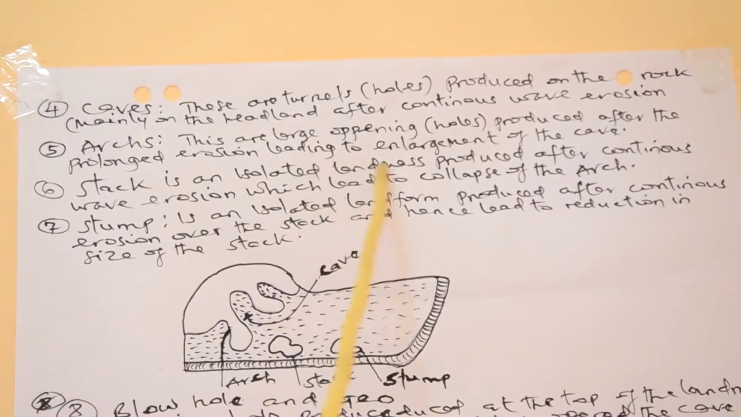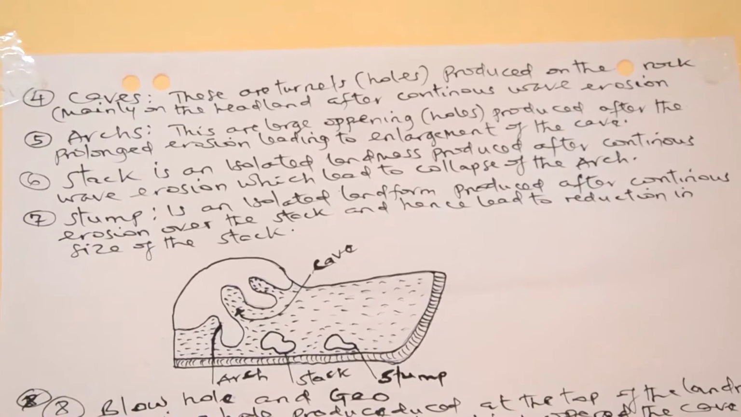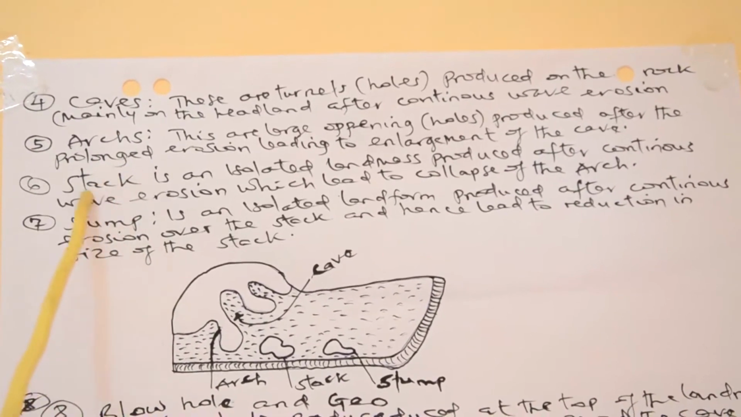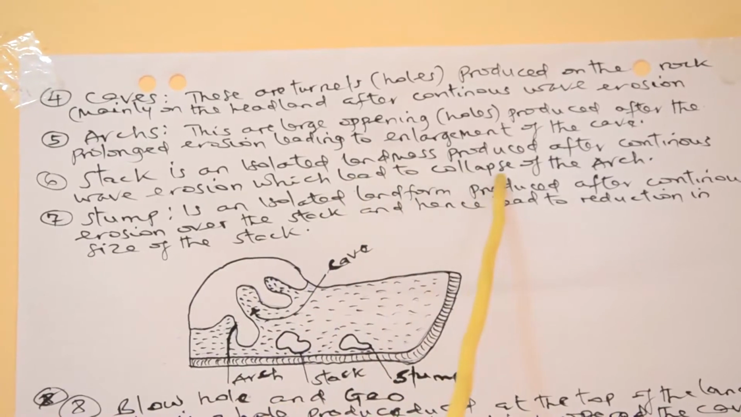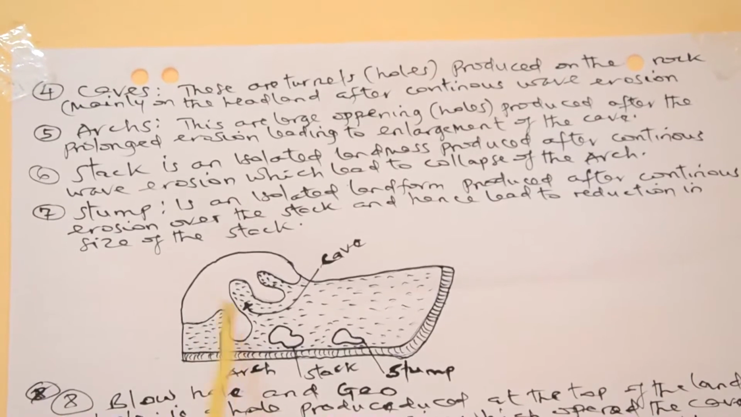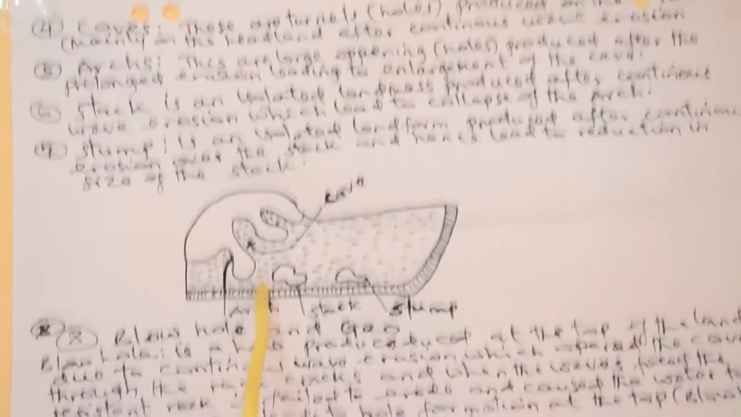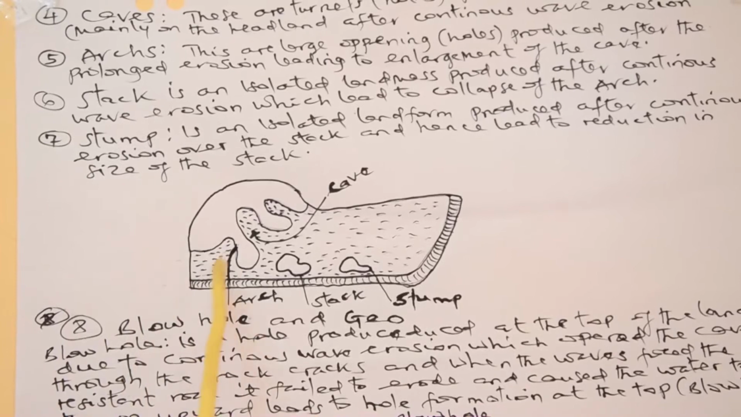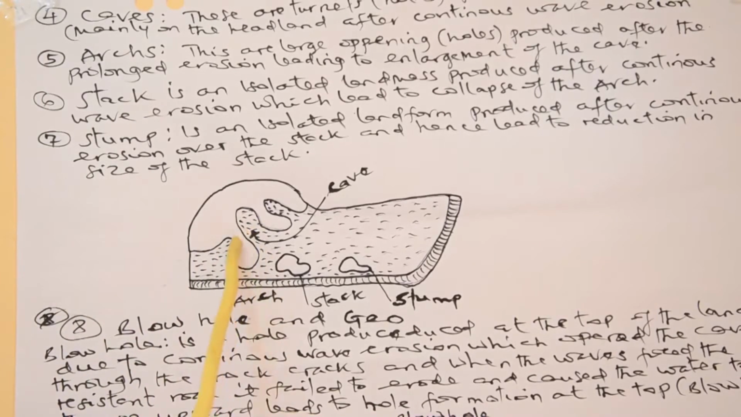Dear students, another feature is the arch. This is the large opening hollow produced by prolonged erosion, leading to the enlargement of the cave. Another feature is called a stack. It is the isolated landmass produced after the continuous wave erosion, which leads to the collapse of the arch. Arch, as I told you, is the large opening hollow produced after prolonged erosion, leading to the enlargement of the cave. Wherever the cave is enlarged, it can cause a certain landmass or the headland to remain within the water bodies.